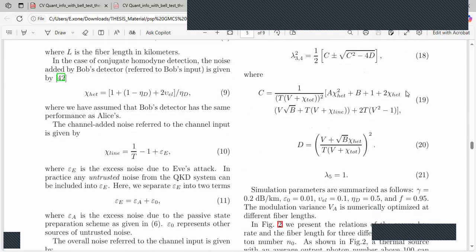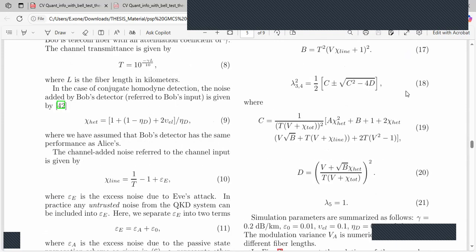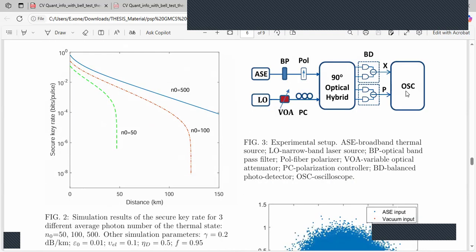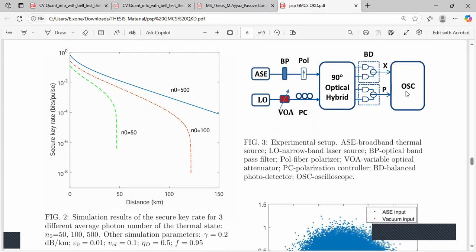So here we can calculate Eve's higher bound by symplectic eigenvalues, and the overall performance of the simulation result is shown in this plot. We have secret key rate on the y-axis and distance on the x-axis. As the distance is increasing, the losses increase, and also the attenuation imposed by the quantum channel, that is the fiber optic channel, increases.